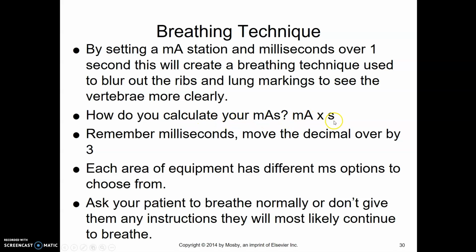You do mA times time, and remember milliseconds, you've got to move the decimal. So if you're in the millisecond setting, you have to remember how to get to seconds and figure out what your mAs is. Each piece of equipment, of course, is going to be different. So our ER, you can only get to, I think, 1,000 milliseconds, which is 1 second, which makes it super easy for calculation purposes, right?